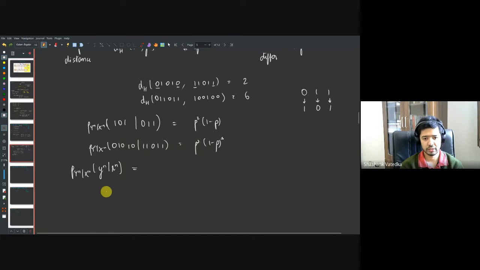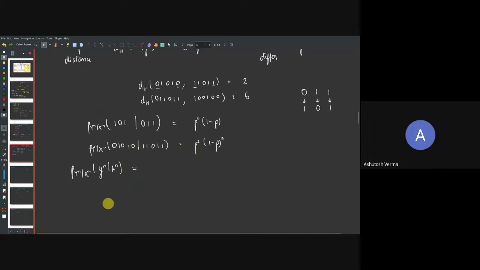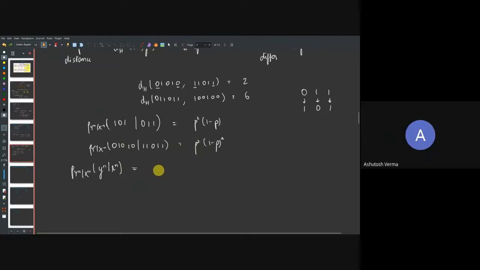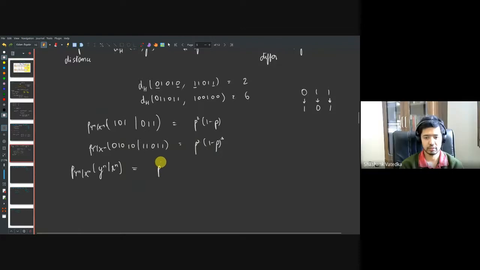What is p of yn given xn going to be? So p to the power k, (1 minus p) to the power n minus k. Okay, what is k? K is the number of bit flips. Correct. So k is basically the number of bits which are flipped, or in other words, for a given xn and yn, it is the Hamming distance between the two. Because the Hamming distance is basically the number of locations in which they're different, or the number of bits of one that you need to flip in order to get the other.